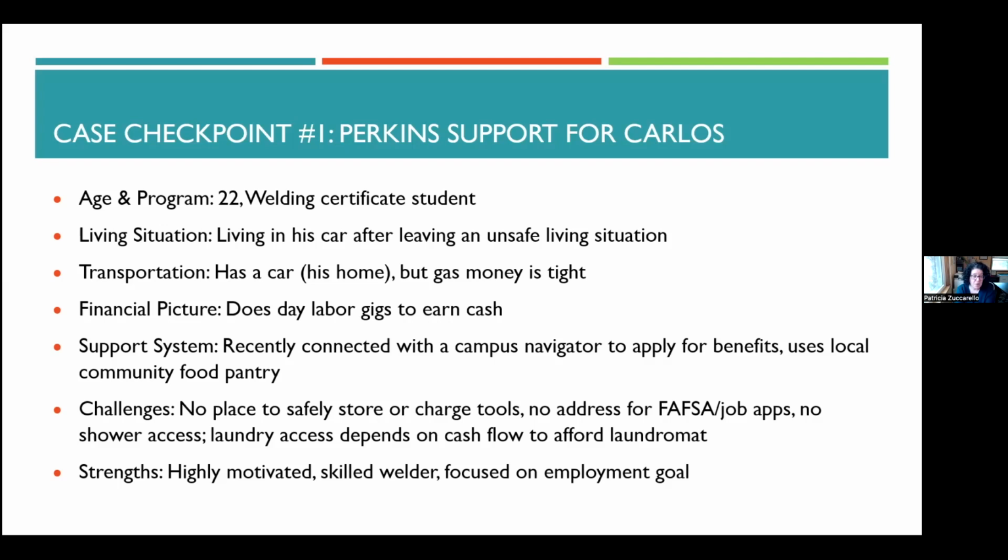So the one thing I do enjoy about this particular case study, though, is I do feel like what's built in is the standard in Perkins, where you have to demonstrate that this support you're giving to a student is part of a larger set of strategies, right? So when it's under support system, if we know that this student is already connected with their navigator to apply for benefits and they're already using their local food pantry, you've already started to meet that other standard in Perkins: whatever you do for Carlos, it's going to be one piece of what's already appearing as this larger set of strategies.